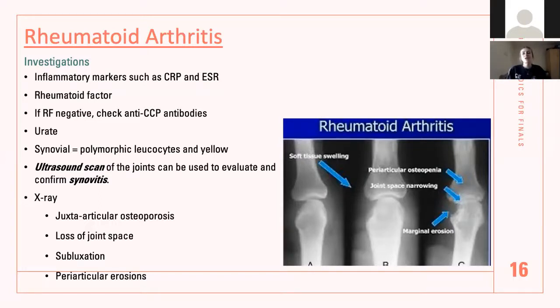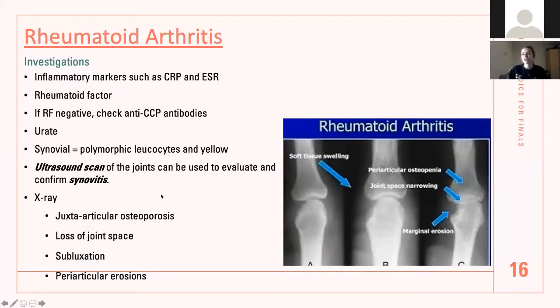The synovial fluid of patients with rheumatoid arthritis will show polymorphic leukocytes. They'll also be yellow in colour, but you don't normally do a joint aspiration on patients with rheumatoid arthritis.